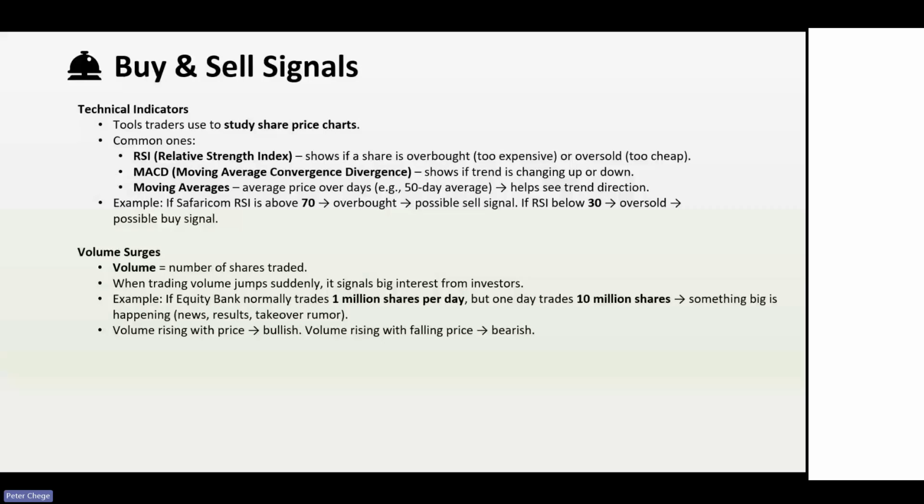Then moving average convergence divergence shows if the trend is changing up or down. Remember, you need to know whether the market is going up or down. But even with the naked eye, you can see the trend in the graph. Then you have the moving average, which is the average price over days. It will help you see the trend direction, whether shares are rising or falling in price.